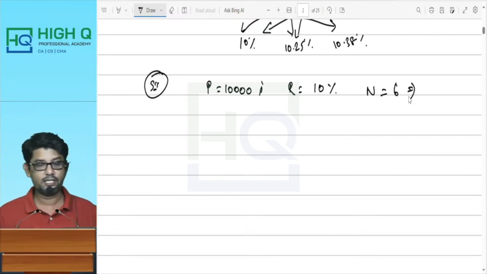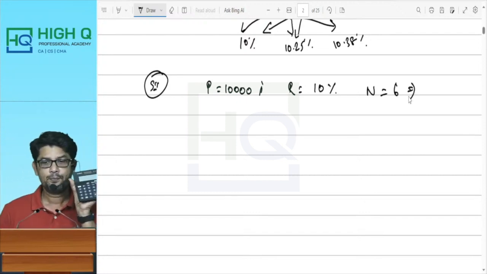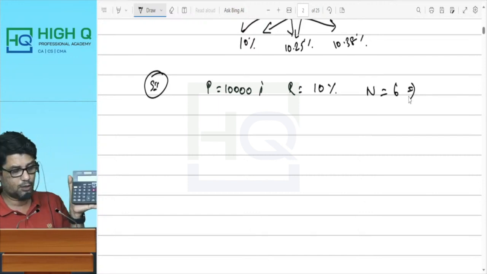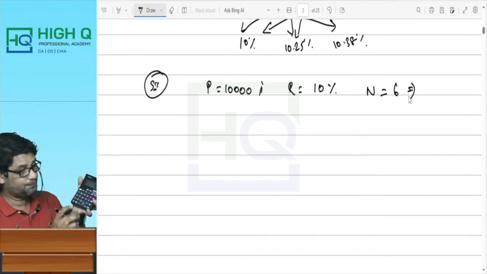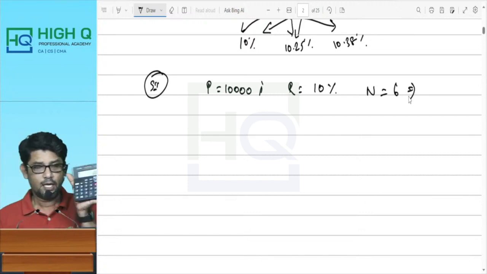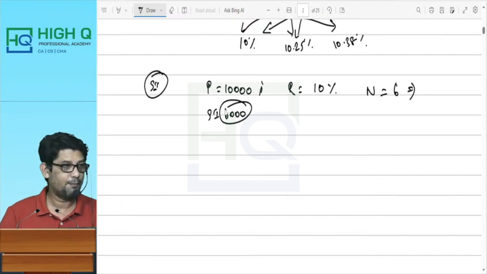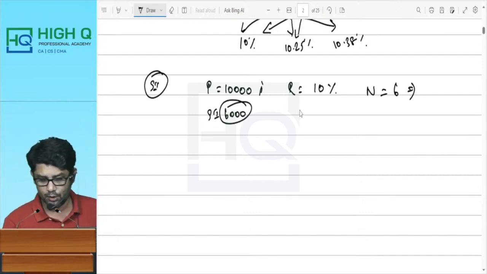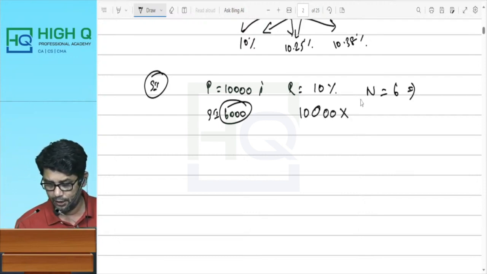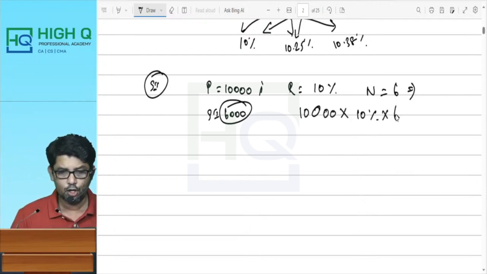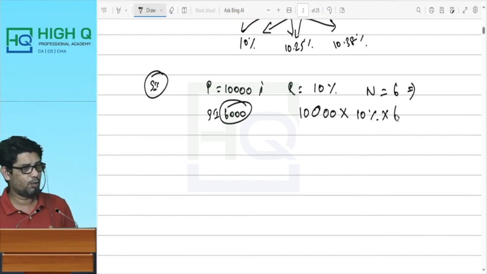If they ask you to find out simple interest, simply what you will do? You will take your calculator. 10,000 into 10% into 6. Don't use the formula and don't waste your time. How much are you getting, my dear? 10,000 into 10% into 6. Are you getting 6,000 rupees? This is my simple interest. Am I right, my dear? Please use the calculator. 10,000 into 10% into 6. Don't use formulas directly. By using the calculator, you can get it.